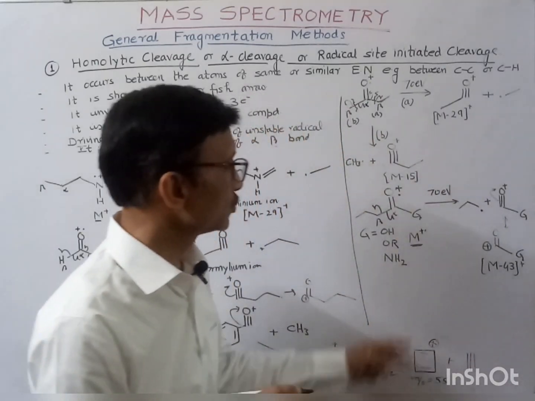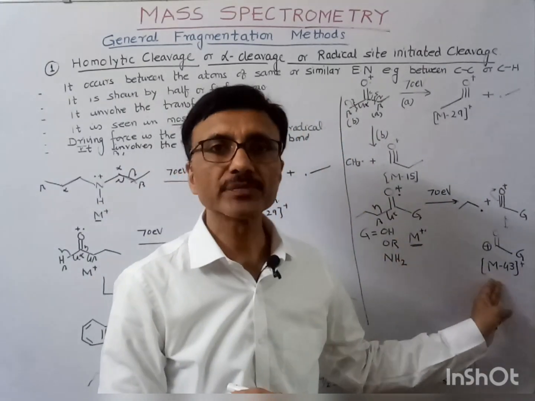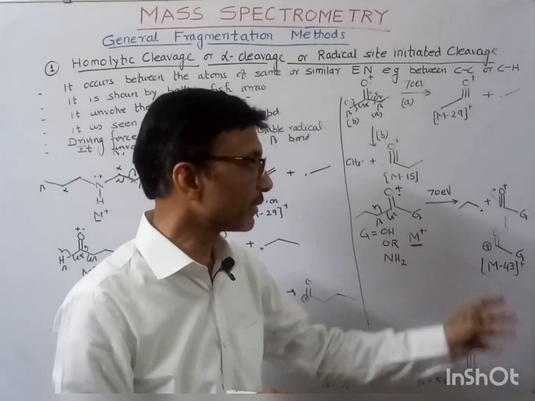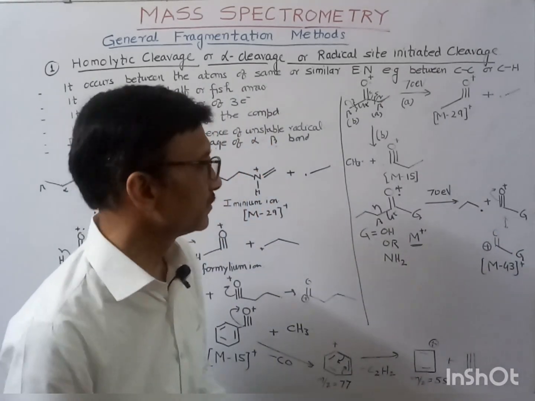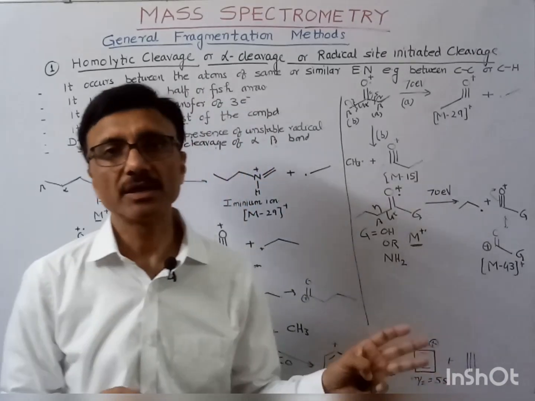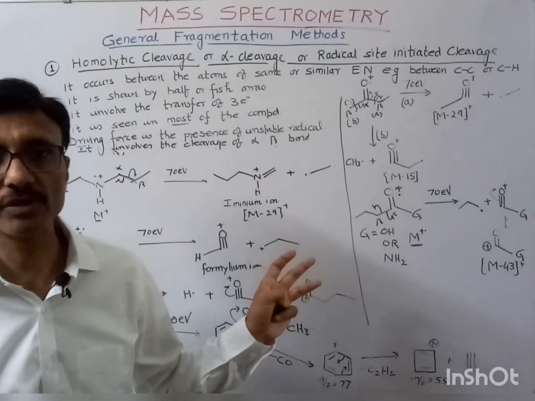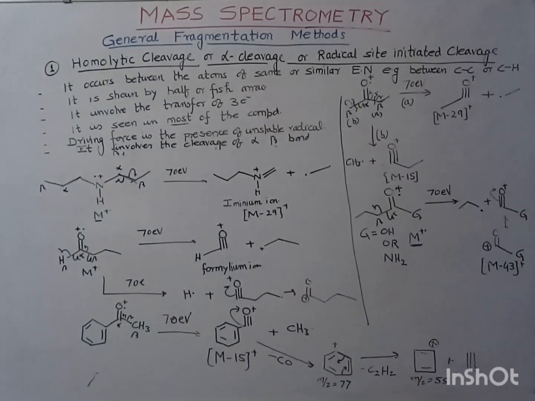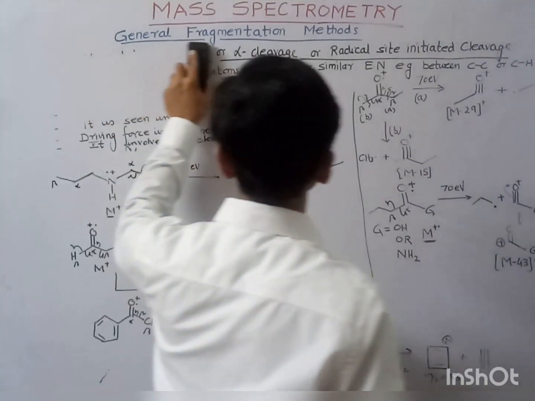One peak is due to the molecular ion, and another peak is due to this fragmentation, alpha cleavage, that is M minus 43. In most of the compounds we have seen this alpha cleavage is possible. Now let us see the next cleavage, that is heterolytic cleavage or inductive cleavage.